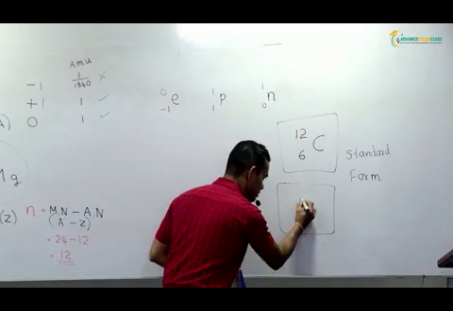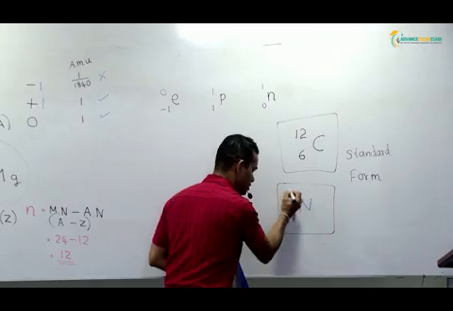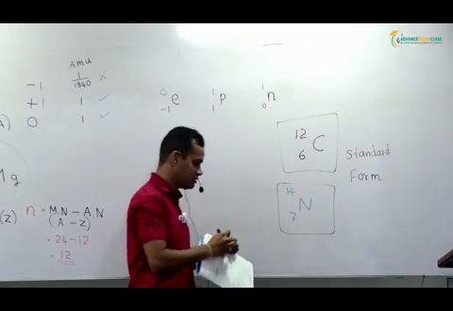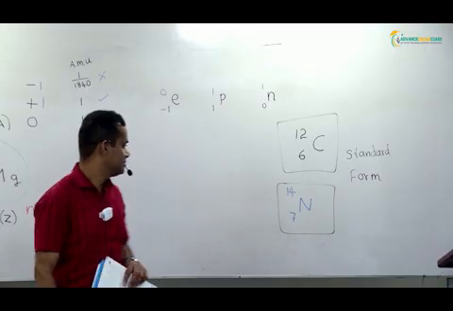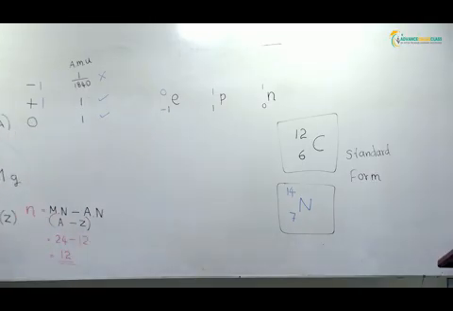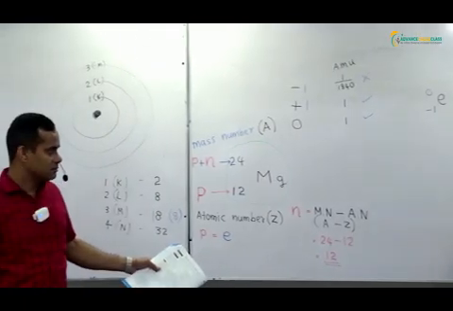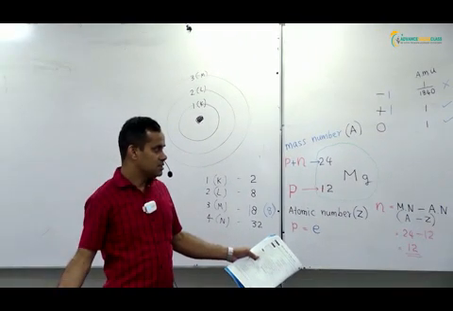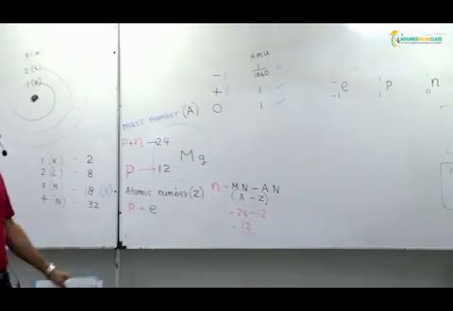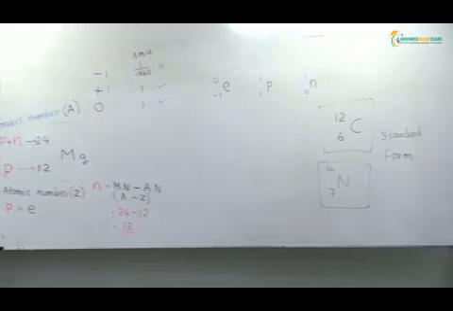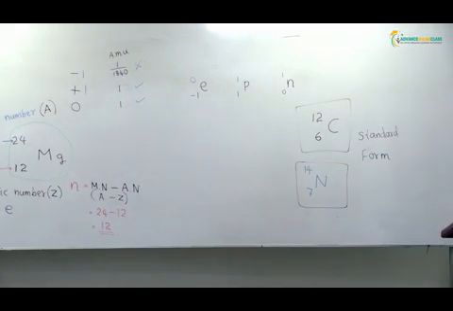Nitrogen is N, 7 and 14 here. So some people read this as 14N7, some other people 7N14, some other people N714. You don't have oral examinations, your examinations are written, so write it that way.